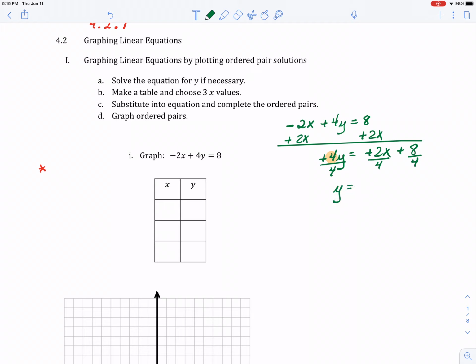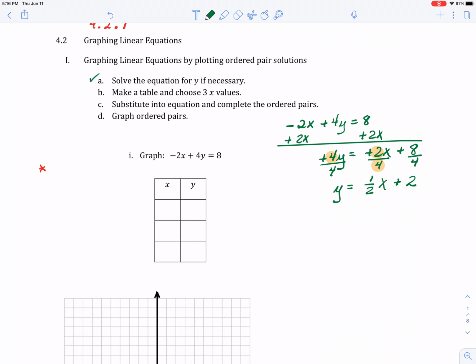So when I get it solved explicitly for y, notice the 1/2 is this 2 over 4. So I have y equals 1/2 x plus 2. All right, so that's completing the first step.